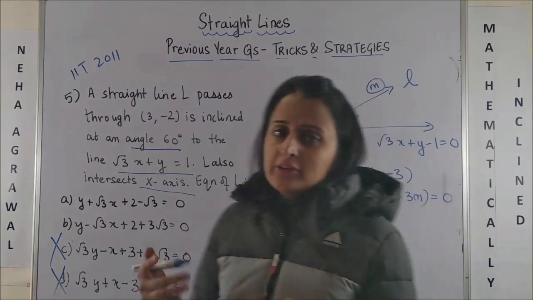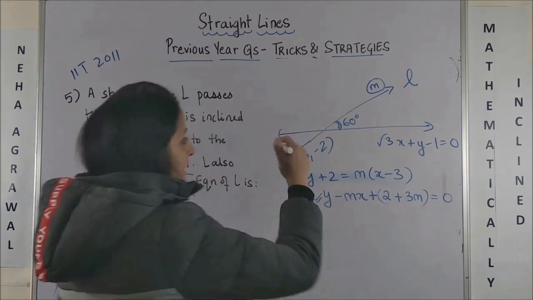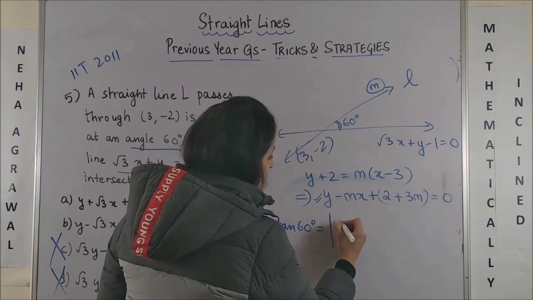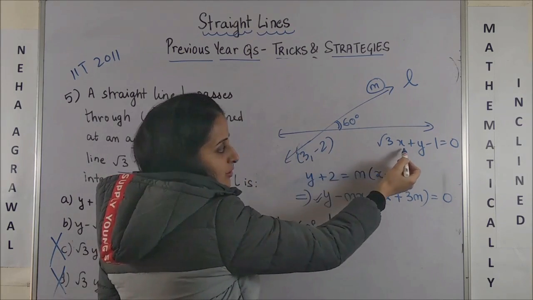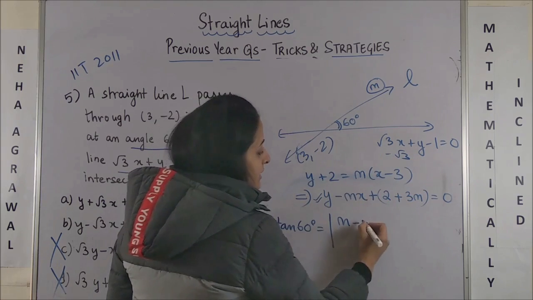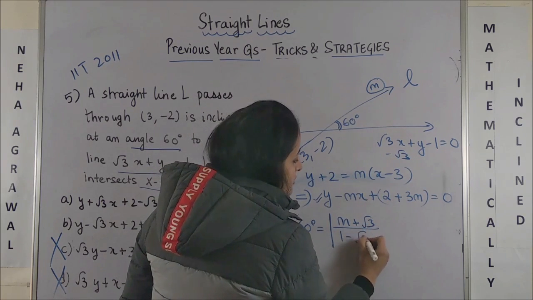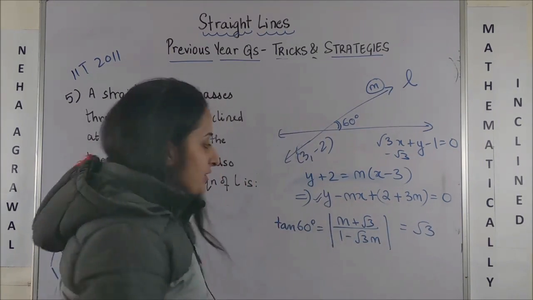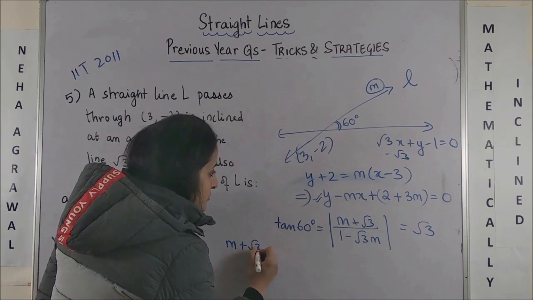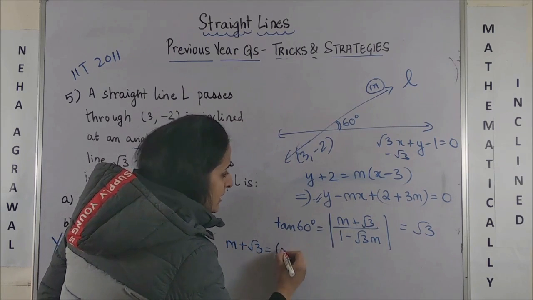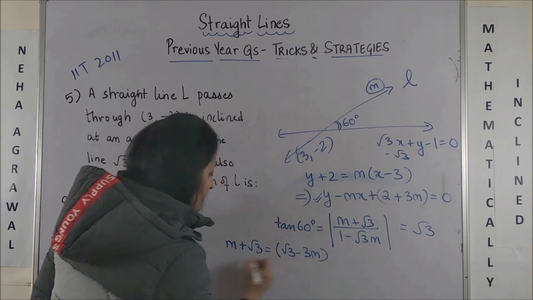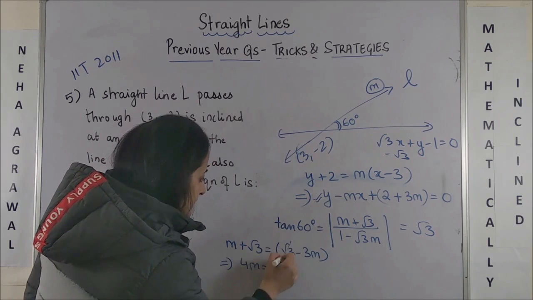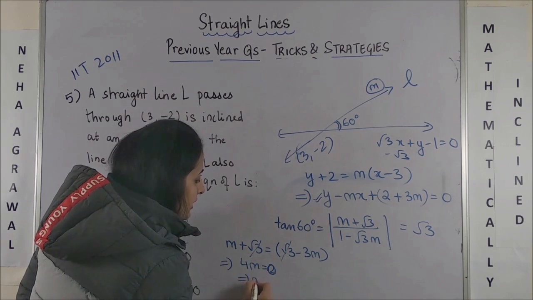Another way, you already know the angle between two lines is given by the formula tan 60 degrees is equal to mod of m minus, what's the slope of this line? It is minus root 3, so m plus root 3 upon 1 minus root 3m. You know tan 60 is root 3. You have to take two cases. The first one says m plus root 3 is equal to, with the plus sign, root 3 minus 3m. So on solving this, you get 4m is equal to, these two get cancelled, so 4m is equal to 0, m is 0.